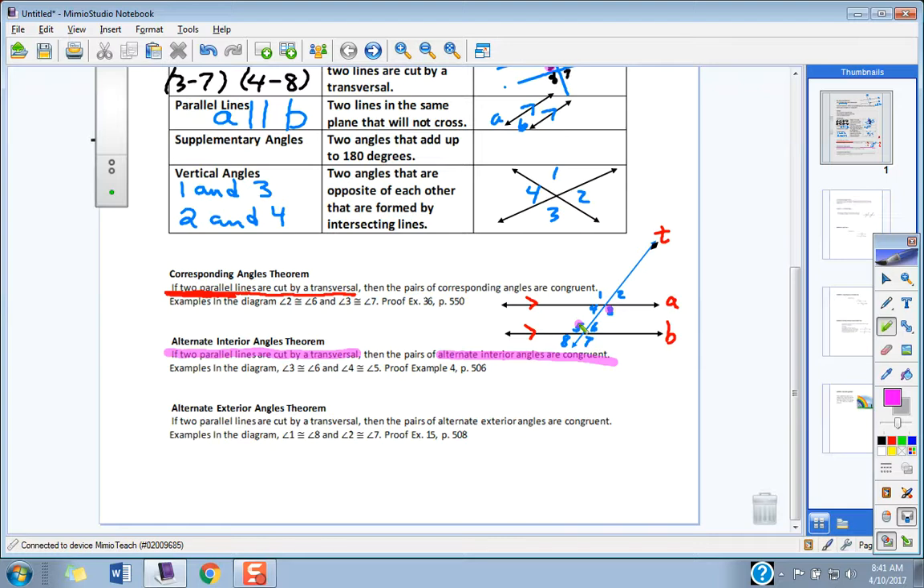Now, I'm not going to go through the rest of this. You need to also understand that if you have two parallel lines cut by a transversal, then what's going to be true about alternate exterior angles, kids?